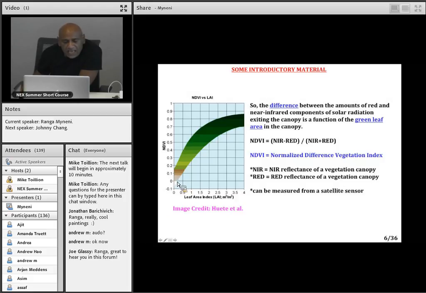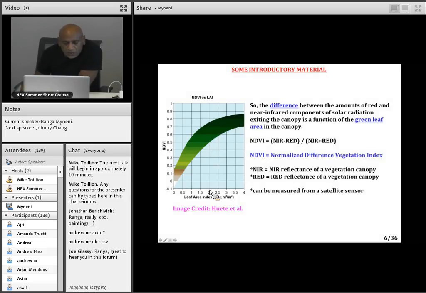And then as the amount of leaf area increases over the landscape, the NDVI increases monotonically and non-linearly. And this is the saturation problem that Compton James Tucker talked about. And why is this curve so broad, you might wonder?